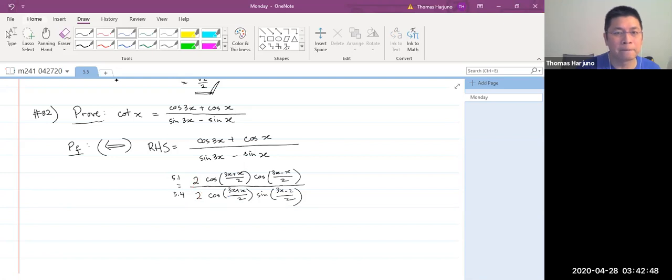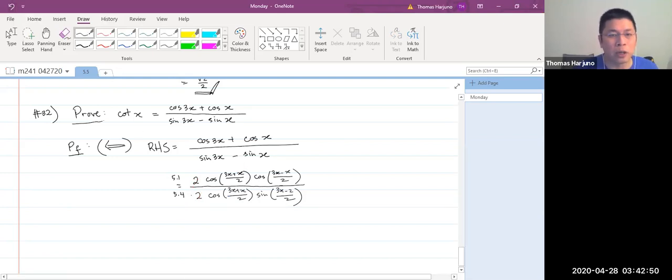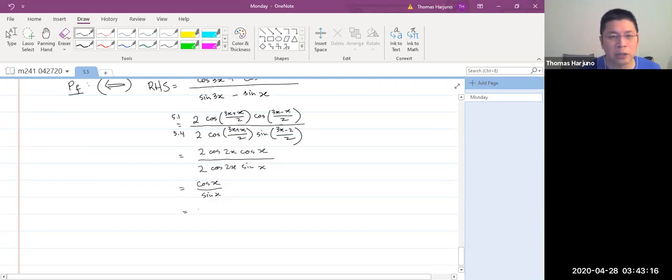So I get 2 cosine 2x cosine x, big over 2 cosine 2x sine x. When I do cancellation, I get cosine x over sine x. That's cotangent x. That's what we have on the left-hand side. Therefore, that's the end of the proof.